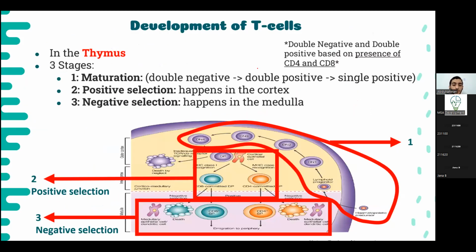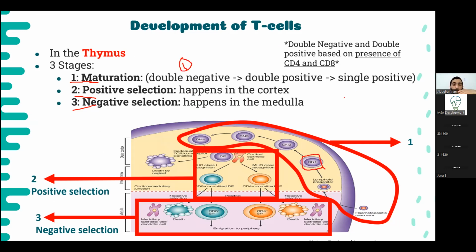All right. Now, development of T cells is different from B cells. With B cells, we focused on antibodies. This time, we're going to focus on the actual T cell and how it changes. The 3 steps are maturation, positive selection and negative selection. You can consider the thymus as a school for the maturation of the T cells. When the lymphoid progenitor cell first goes into the thymus, it takes on a form known as a double negative.